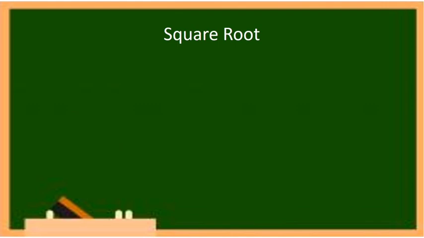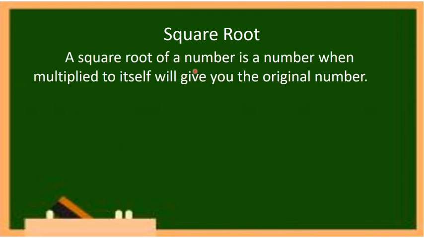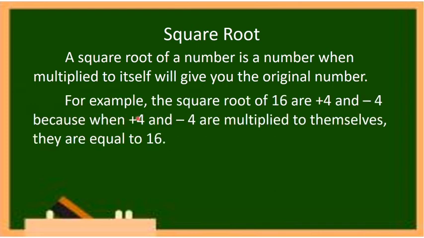Now, what is a square root? A square root of a number is a number that when multiplied by itself will give you the original number. So, for example, the square roots of 16 are +4 and -4, because when +4 and -4 are multiplied by themselves, they are equal to 16. So, 4 times 4 is equal to 16. And -4 times -4 is also equal to 16. So, therefore, the square roots of 16 are +4 and -4.